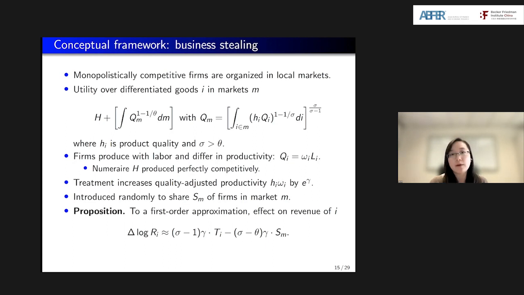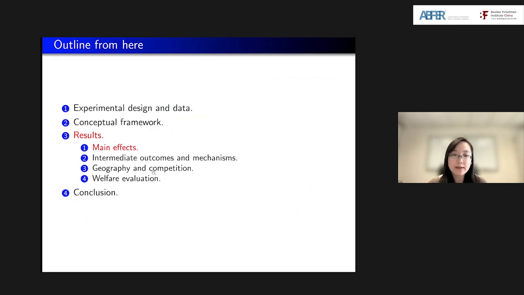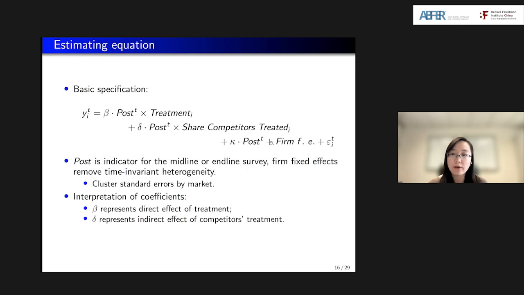And the second term is the negative indirect effect from competitors. The higher the share of competitors who borrow, the lower the quality-adjusted price index in the market, representing the strength of competition, and the lower the demand for the product of the firm. This coefficient is proportional to gamma because the larger the borrowers' average revenue, the higher their absolute impact on the price index. It's also proportional to sigma minus theta, which is the elasticity of firm revenue to the market-level price index. So with this, we estimate our intervention effects using the following specification.